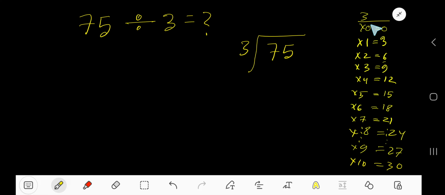To find the multiplication table of 3, just add 3 to the previous step. 0 plus 3 is 3, 3 plus 3 is 6, 6 plus 3 is 9, 9 plus 3 is 12, 12 plus 3 is 15, 15 plus 3 is 18, 18 plus 3 is 21.